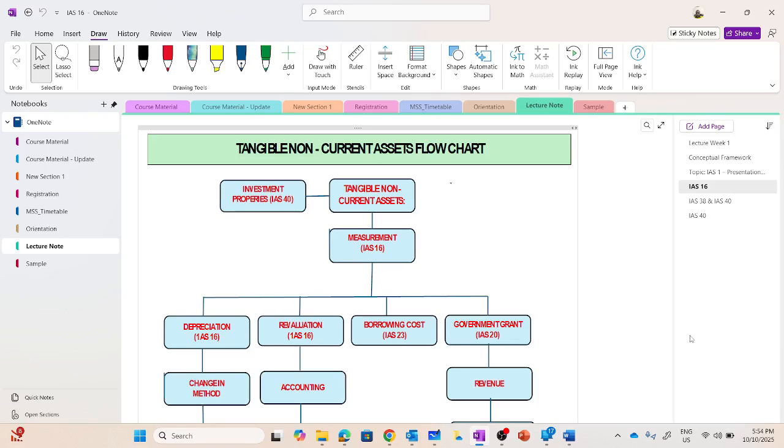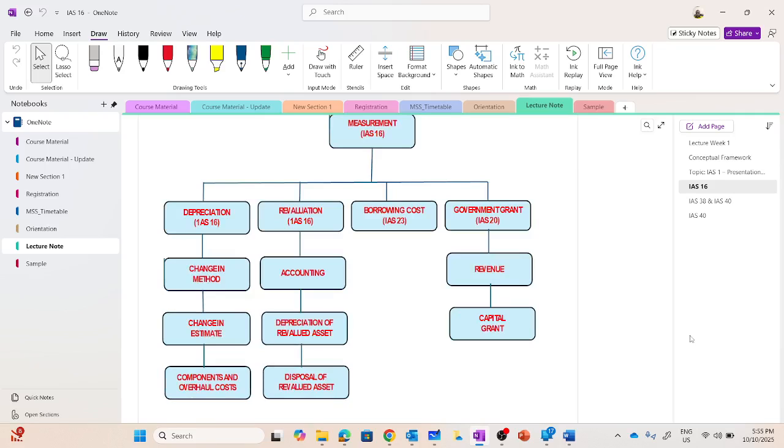Also, we are going to look at revaluation under IAS 16. We are going to look at the accounting for revaluation, and then we are going to look at the depreciation of revalued assets. Finally, we are going to look at the disposal of revalued assets. We are going to cover borrowing costs as per IAS 23. We are going to look at government grants under IAS 20, and we are going to look at the revenue treatment of government grants, and we are going to look at the capital aspect of government grants.